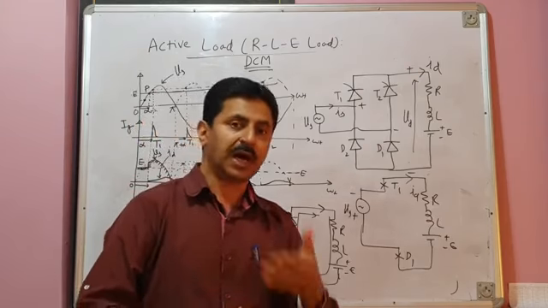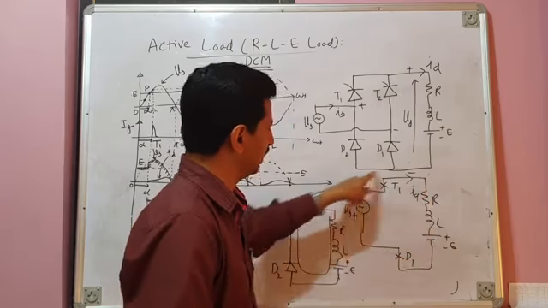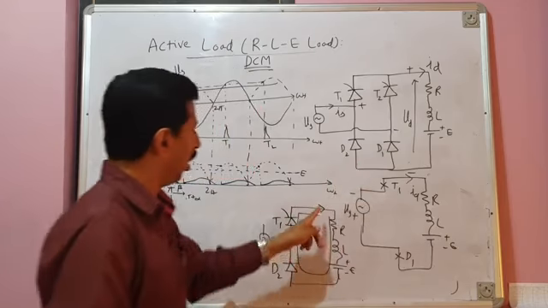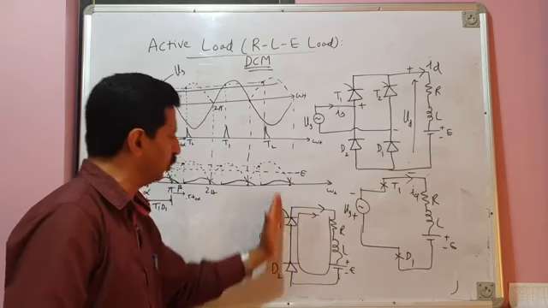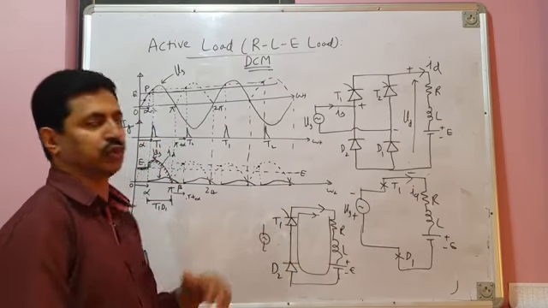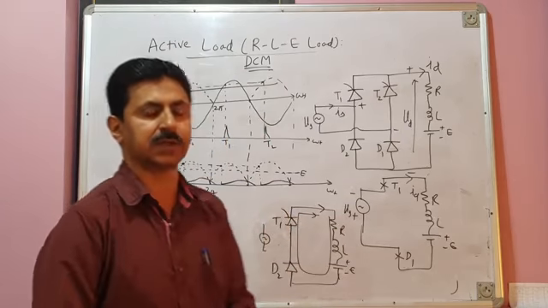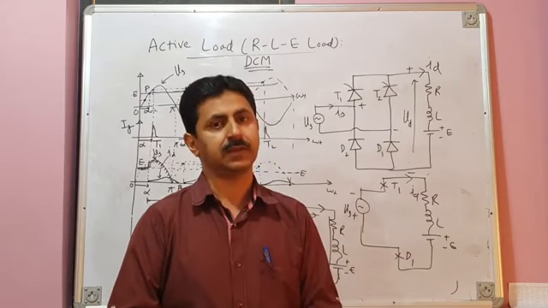Now, if you ask which path current will take: current has this path, T1, D1, in which case it has to flow through the source. Or current has this path, in which case it will be freewheeling through this branch and will not go to the source. Out of these two paths, current will prefer this one because current always chooses a path of low resistance.